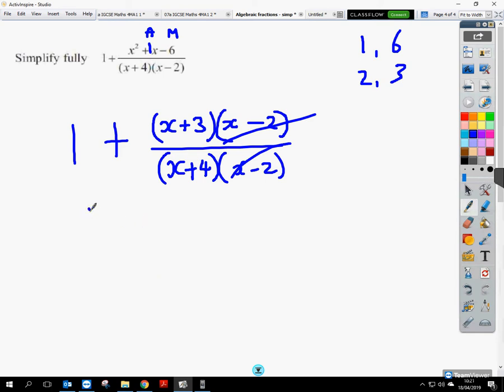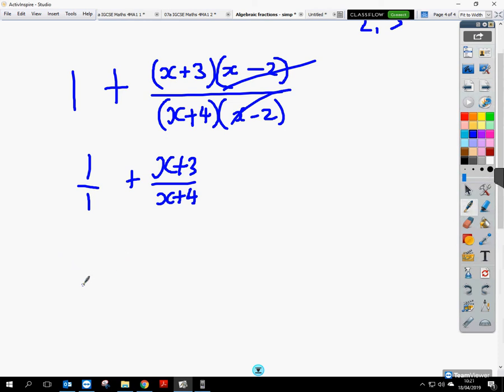So how do I do that? Well, think of 1 as 1 over 1. And you need a common denominator now. So common denominator is x plus 4. 1 times x plus 4 is x plus 4. What do you do to get from 1 to x plus 4? Times by x plus 4. So you do the same to the numerator. Times the numerator by x plus 4. So 1 times x plus 4 is x plus 4. Now this makes sense, you see. Because if you think about what we've done so far, we've got x plus 4 over x plus 4. Well, that's 1, isn't it?